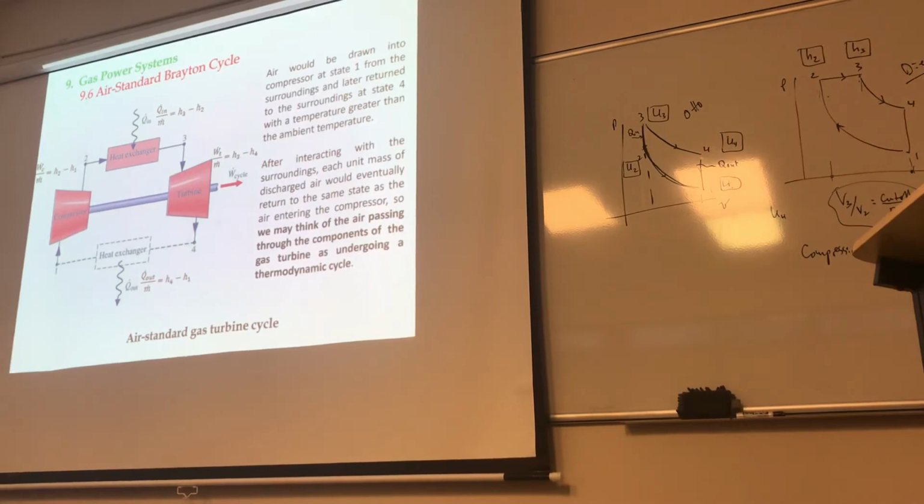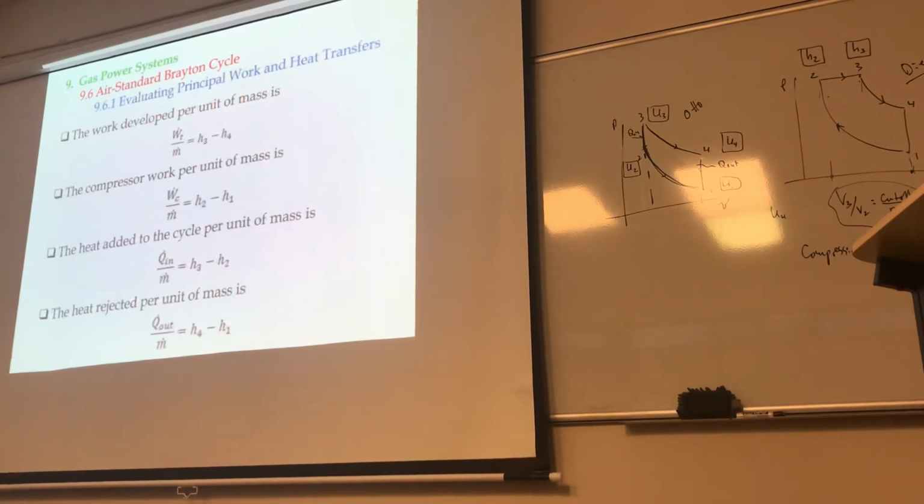So that's really what the next slide is. The work of the turbine is H3 minus H4. The compressor work is H2 minus H1. Heat added is H3 minus H2. Heat rejected is H4 minus H1.